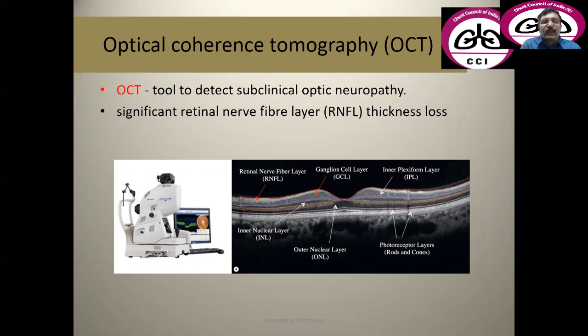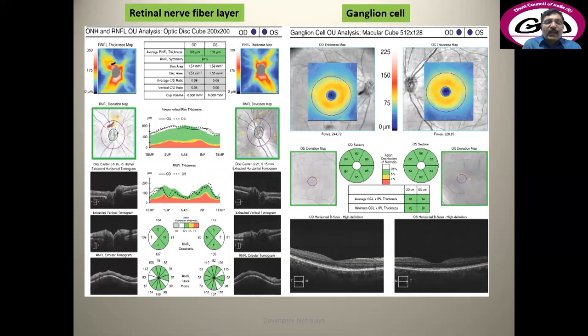So this OCT is very useful in detecting the two important layers of the retina which are affected in ethambutol toxicity. One is the retinal nerve fiber layer, the other is the ganglion cell layer. As you can see on the left side, the OCT printout is showing the affected retinal nerve fiber. On the right side, you can clearly see the ganglion cell involvement, an important layer of the retina which is getting affected by ethambutol toxicity.